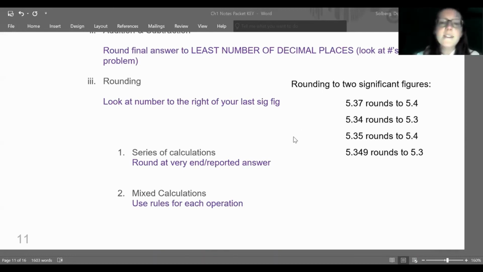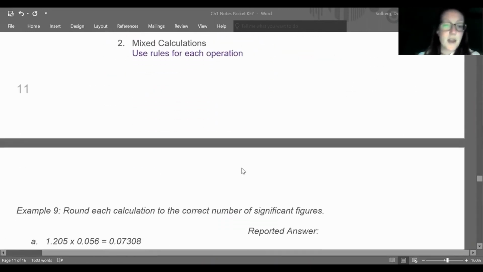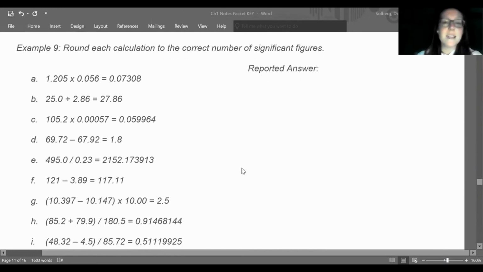Okay, and the other rule is if you have mixed calculations, like you have some addition and subtraction and multiplication and division, you have to kind of use your rules for each operation. Okay, so be careful when you're doing these. Okay. So I have some examples here.